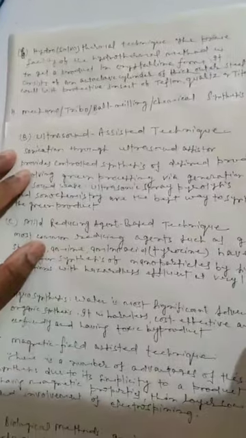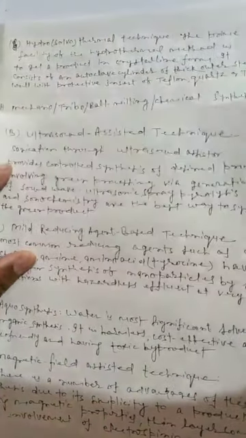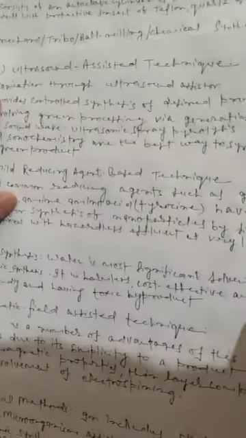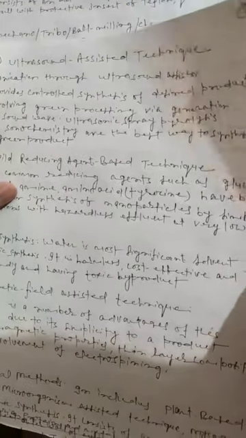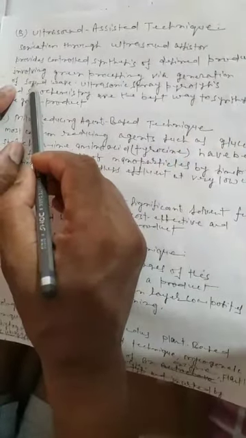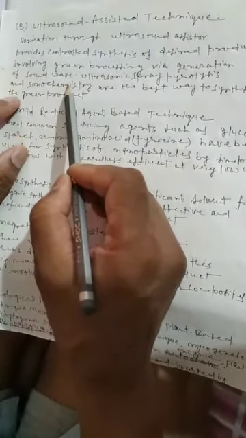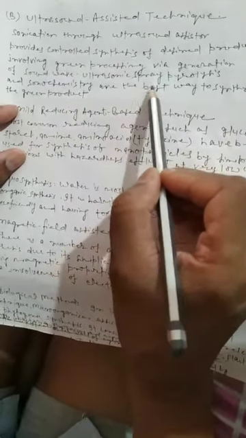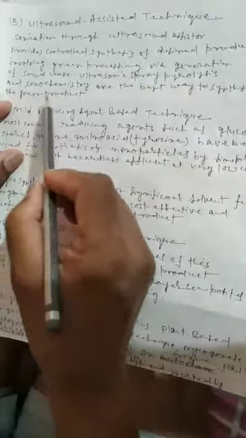Another, second technique is the ultrasound assisted technique. The sonication means this ultrasound wave generated reactor, it gives the ultrasound assistance and provides the controlled synthesis of desired product involving green processing via generation of the sound wave, that is the ultrasonic spray pyrolysis and the sonochemistry are the best way to synthesize the green product.